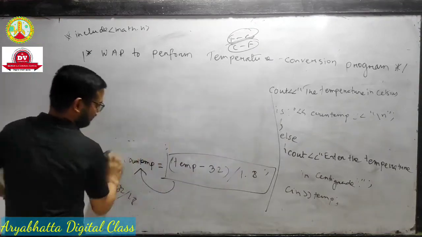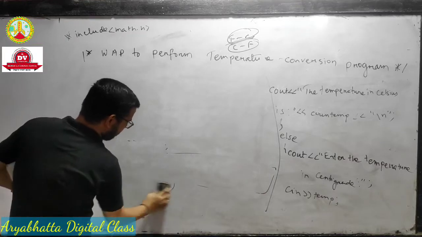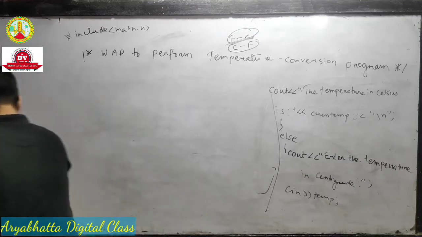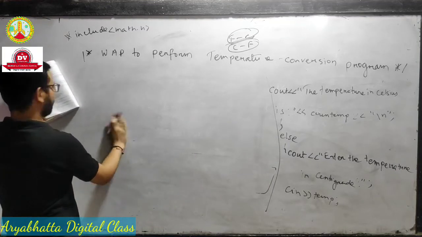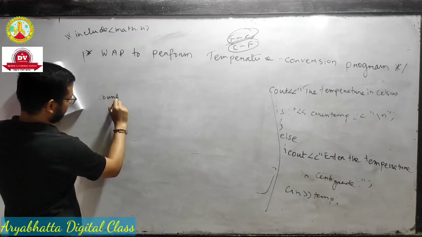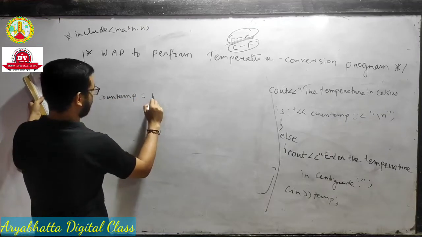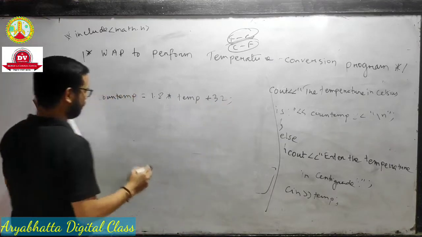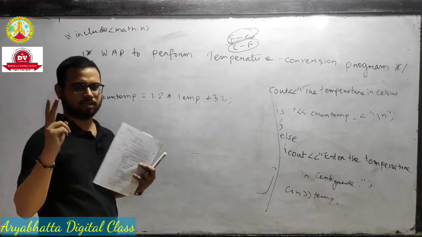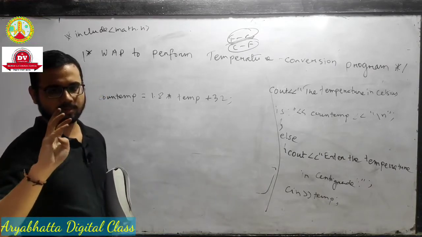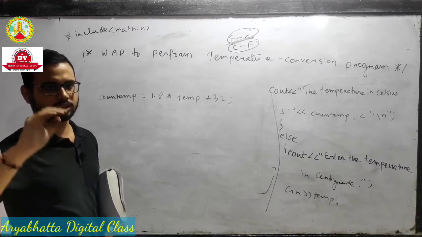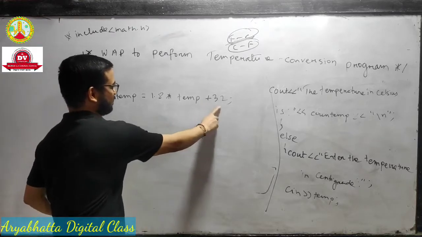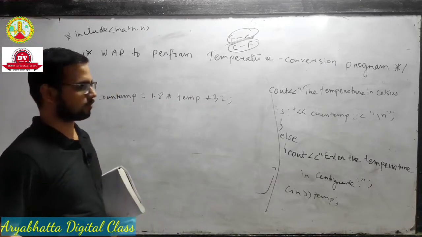Now the formula for Fahrenheit to Celsius conversion is temperature minus 32 divided by 1.8. Now this formula is centigrade to Fahrenheit, and the formula is count temp equals 1.8 into temperature plus 32. You just remember the two formulas. These are the mathematical formulas. One formula is temperature minus 32 divided by 1.8, which is for Fahrenheit to Celsius. And the second one is 1.8 into temperature plus 32, which is for centigrade to Fahrenheit.